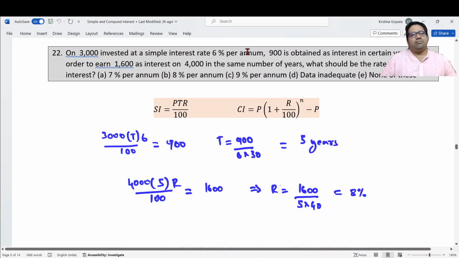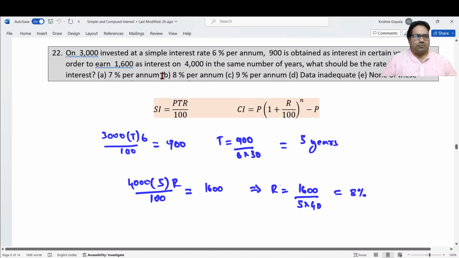On 3,000 invested at a simple interest rate of 6% per annum, 900 is obtained as interest in certain years. We don't know what those years are. In order to earn 1600 as interest on 4,000 in the same number of years, what should be the rate of simple interest? This is also a very easy calculation. P into T into R by 100 is equal to 900. Principal is 3,000. Time we don't know. 6% interest rate by 100 is equal to 900. What does that mean? T equals 900 into 100, these zeros will get cancelled, 900 by 6 into 30, which is equal to 5 years.